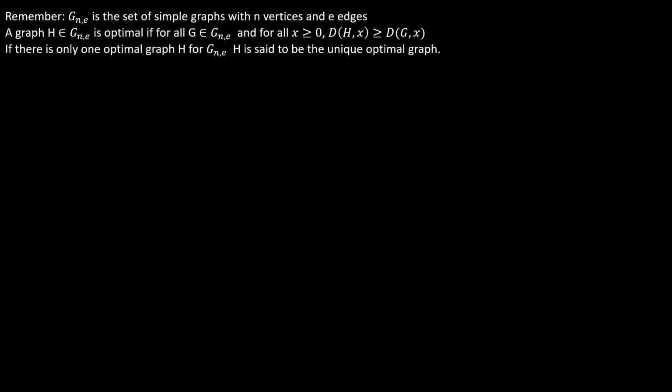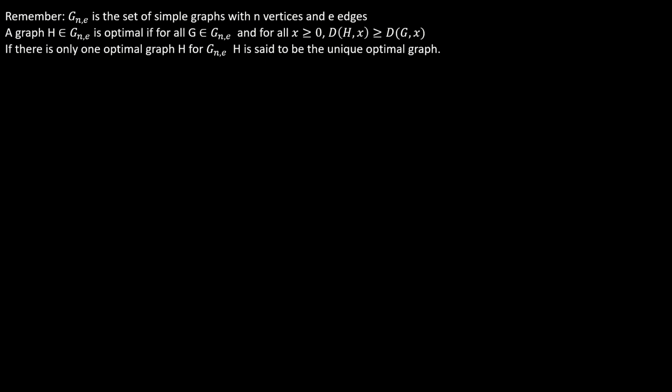We can apply the result we just found to make a definitive statement about what graphs are optimal in certain sets of graphs. Remember that G sub ne is the set of graphs with n vertices and e edges, and that the unique optimal graph is essentially one that's more optimal than any other graph in its set.